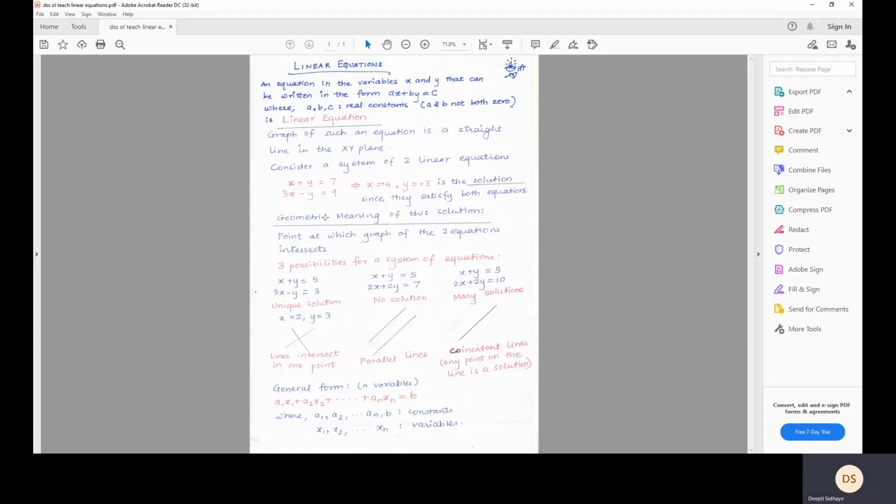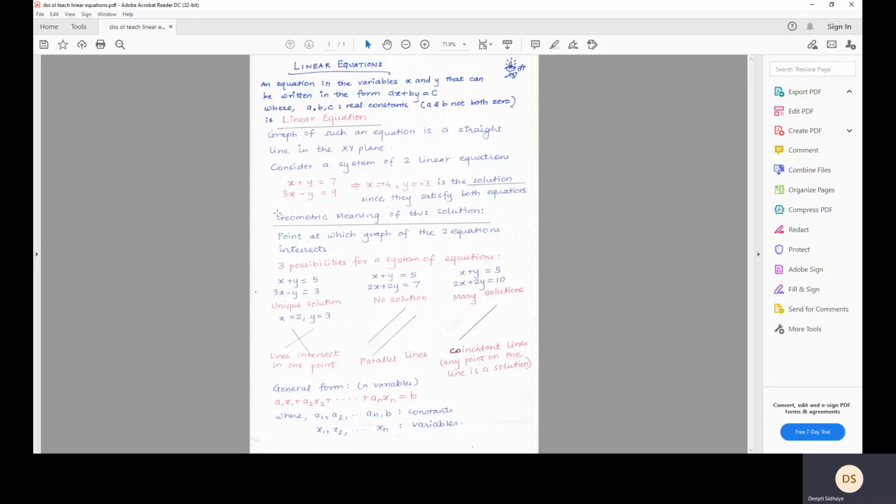So upon addition, what you get is 4x is equal to 16, which tells you that x has to be plus 4. Now, if you substitute plus 4 in the place of x, you will get y to be plus 3. So the solution of this pair of equations is x is equal to plus 4, y is equal to plus 3. So these values satisfy both the equations.